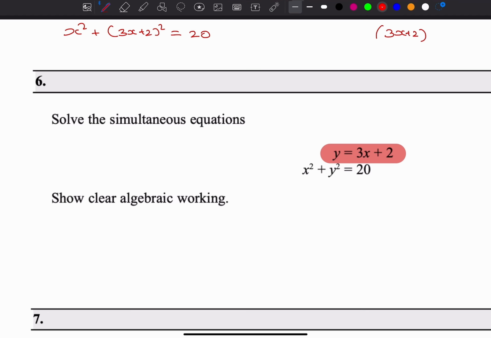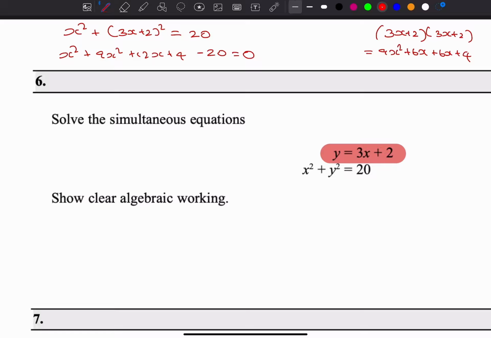3x plus 2, if you square it, gives you 9x squared plus 6x plus 6x plus 4. That will give you x squared plus 9x squared plus 12x plus 4. Bring the 20 inside: minus 20 is equal to 0. Right? So what do we do now?